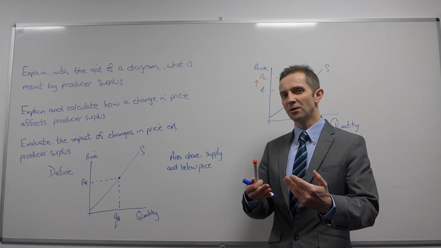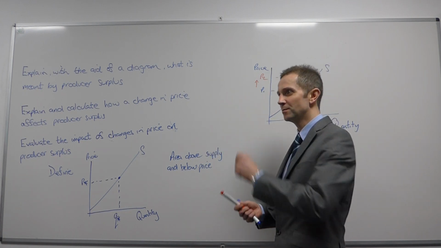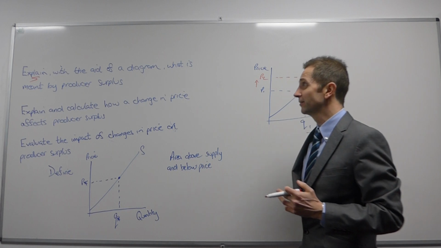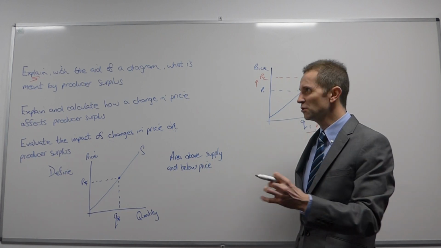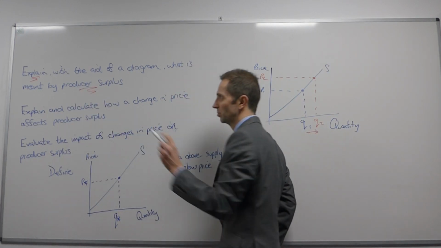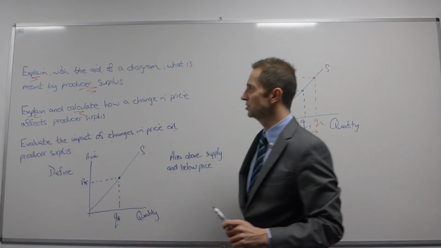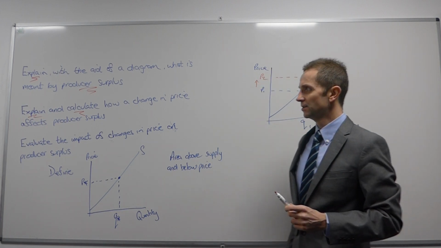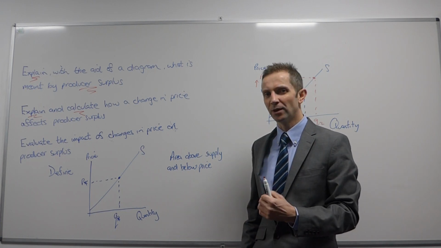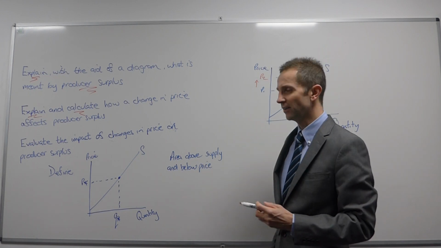So again, we're really just taking all of the definitions that we looked at yesterday with regard to consumer surplus and now applying them to producer surplus. So explain is our key directive word here, and of course that means really no more than scratching the surface of understanding and explanation. Secondly, explain and calculate how a change in price affects producer surplus. I'm not going to go into the calculate here at this stage, but obviously that's teeing you up for a multiple choice paper more than some type of essay question.